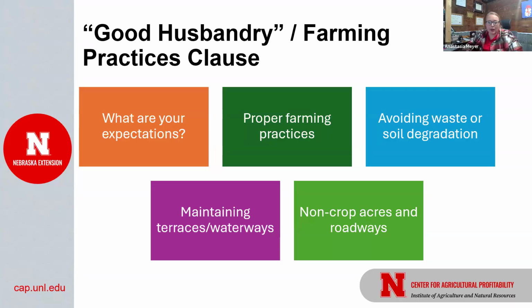Let's talk about proper farming practices. One example would be, am I following the natural resources guidelines? Or if I am in an area where the ground is terraced, am I following the terraces, or am I farming over the terraces, right? We want to make sure that our ground is being taken care of. So if you want to protect it, make sure that you have that in a lease.